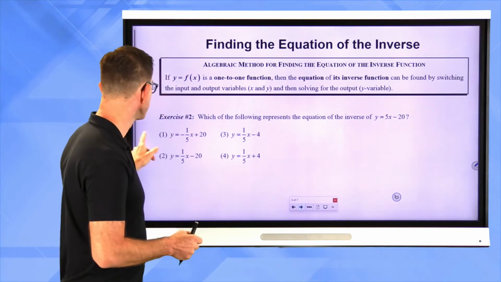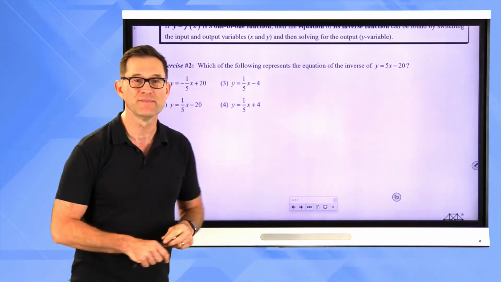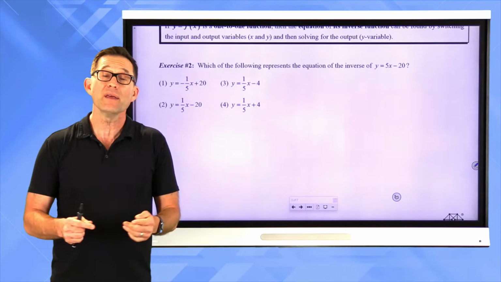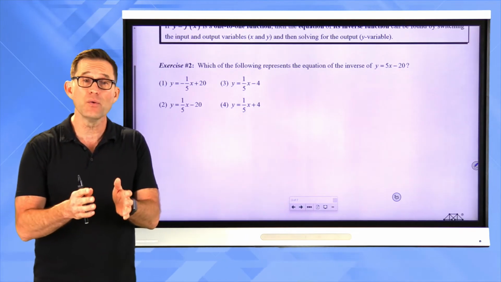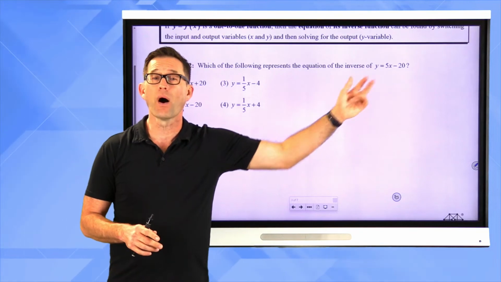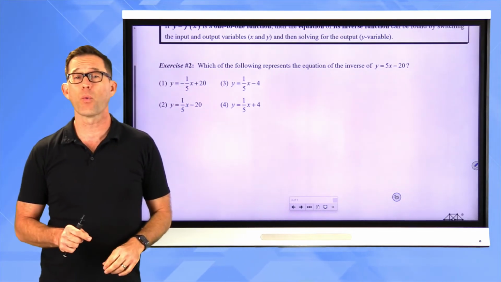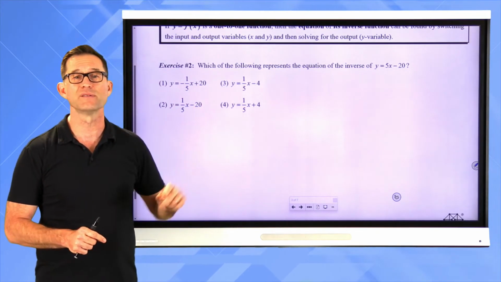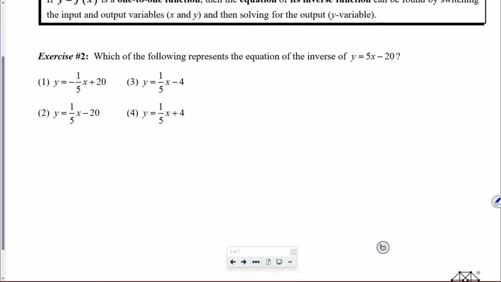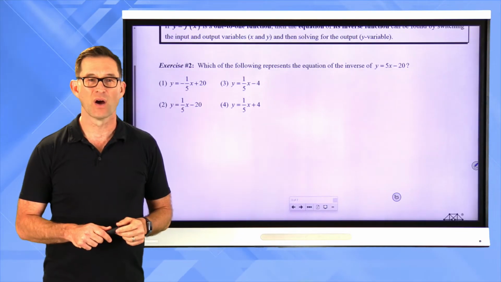Let's take a look at exercise number 2 to get some practice on this. Which of the following represents the equation of the inverse of y equals 5x minus 20? Well, we did just do one of these, so what I'd like you to do is try to figure it out for yourself. Switch the x and the y, and then solve the equation for y, and see which one of these is correct. Pause the video now and see what you get. All right, let's do it.